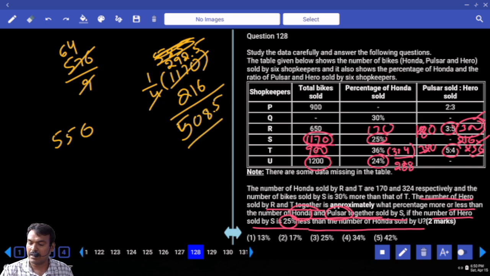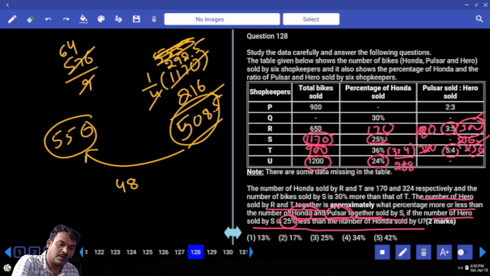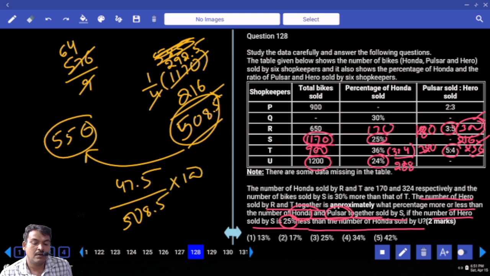508.5. One is 556, another one 508.5. How much value is extra? Almost 48. Actually 47.5 is extra. 47.5 upon which one? 508.5. Okay. What is the 10% value? 50.85. But here the value is 47. We must have made a calculation mistake somewhere. The answer will be nearby 10%.